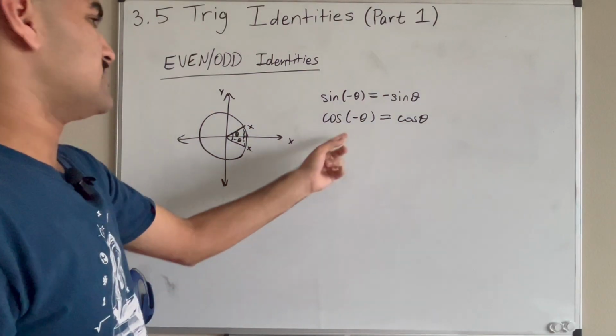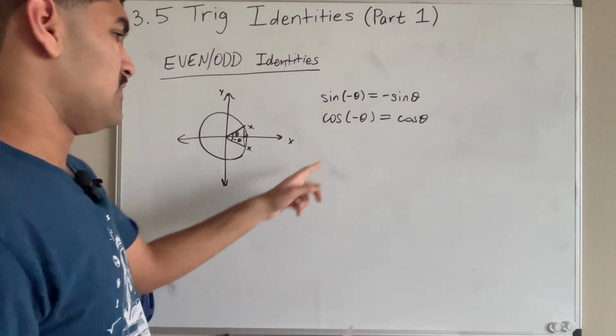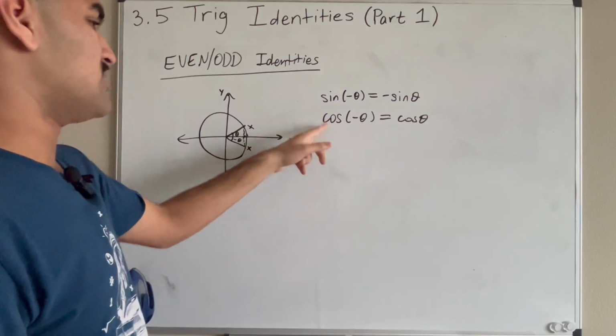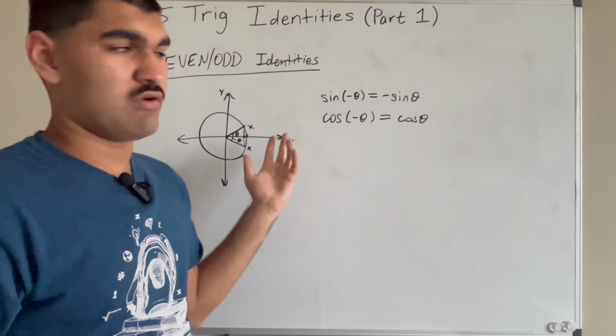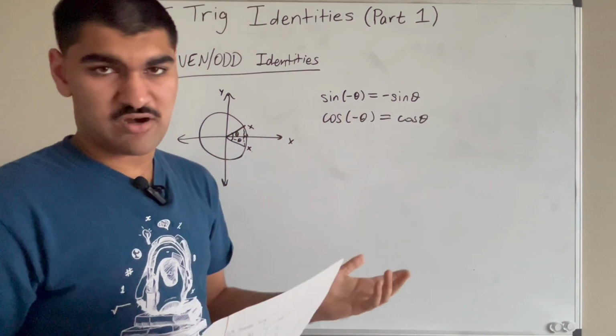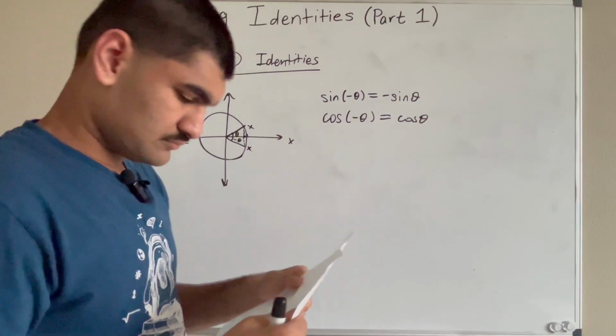So this is the second even identity. And so now we can deduce that cosine is an even function, because cosine of negative theta is equal to cosine of positive theta, right? So basically the sign of the angle doesn't matter for cosine, which is pretty neat.